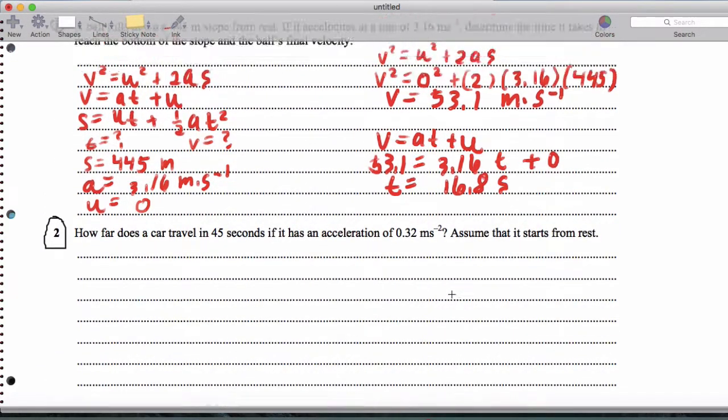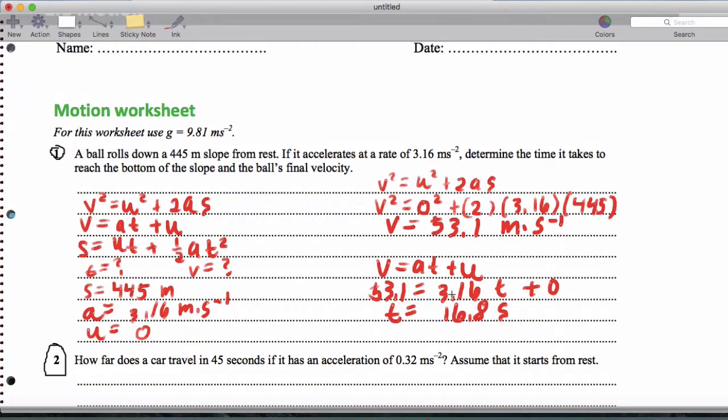And we'll actually do this one problem at a time.